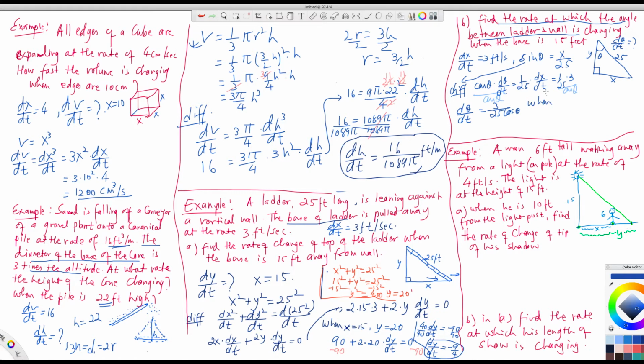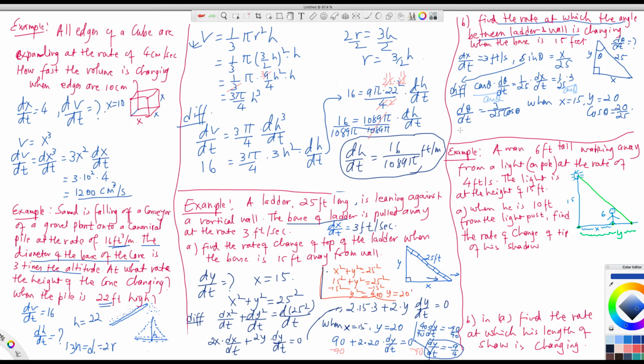When it is asking when the base is 15, when x is 15, that is the base of the ladder and the wall, right? When x is 15, what will be y? We found that y already, right? When x is 15, y is 20. So y is 20. This implies, what is cosine theta? Cosine theta will be the adjacent over the hypotenuse, right? So that will be 20 over 25. That is the value of cosine theta. I will plug that in here, okay?